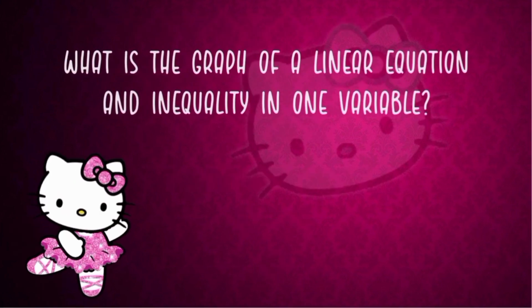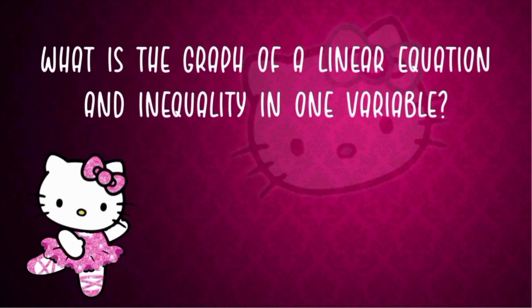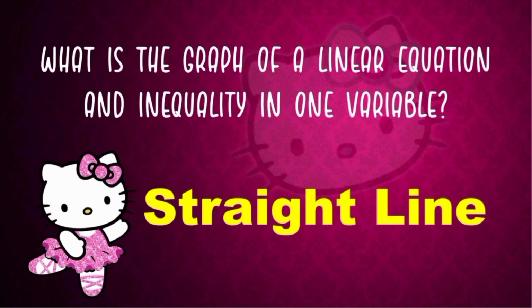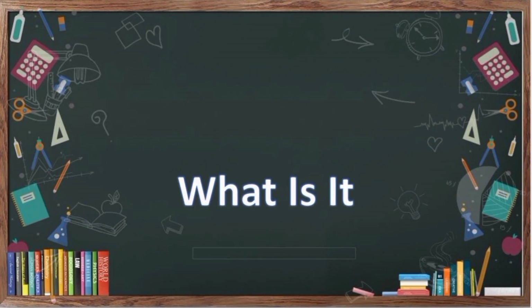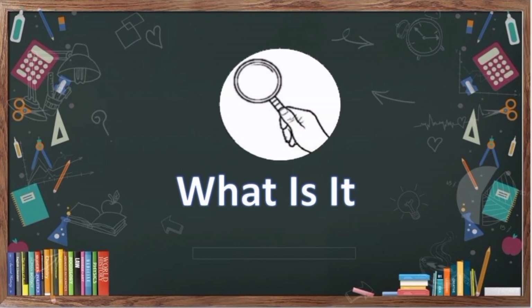To answer the question, what is the graph of linear equation and inequality in one variable, our answer is straight line. What is it?